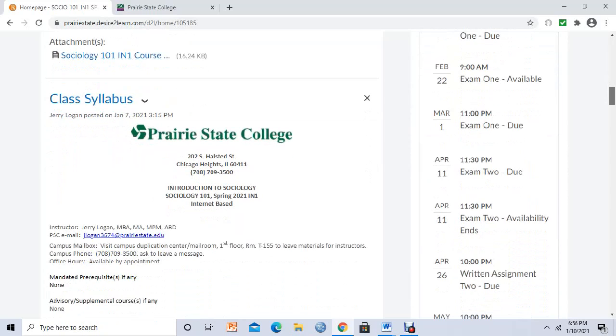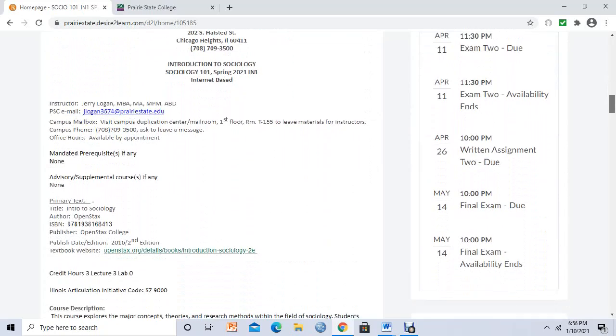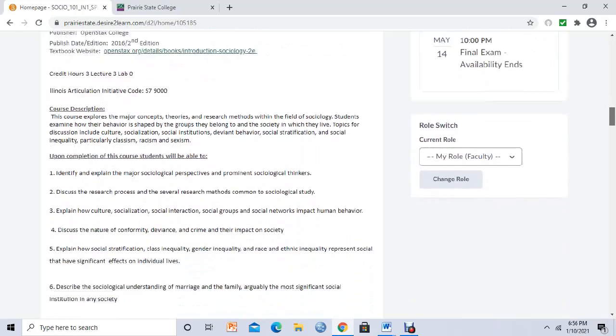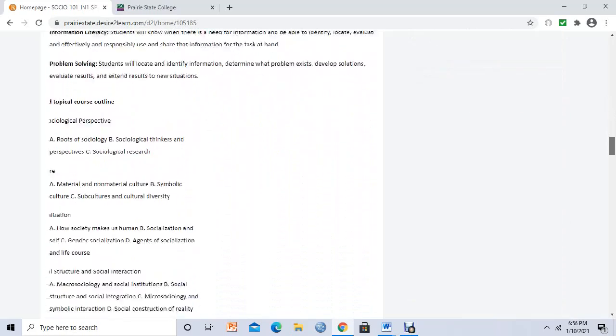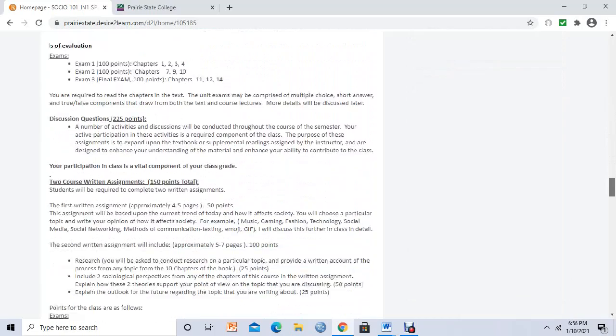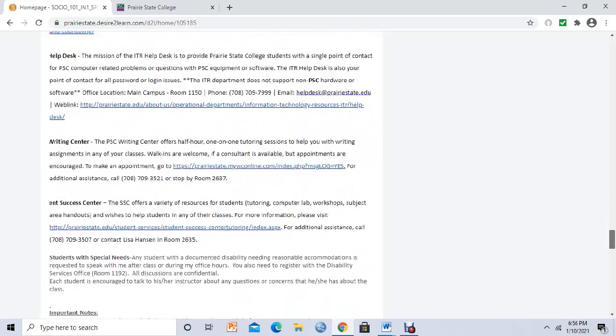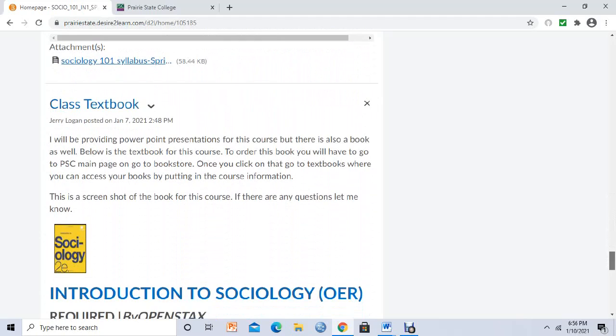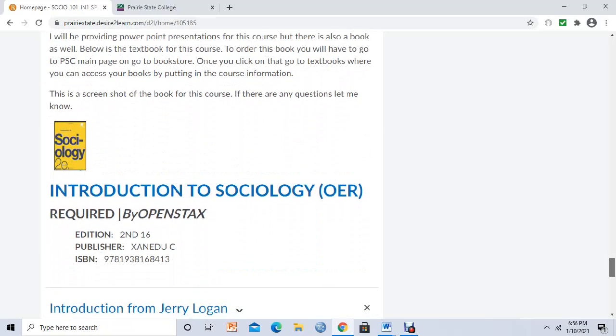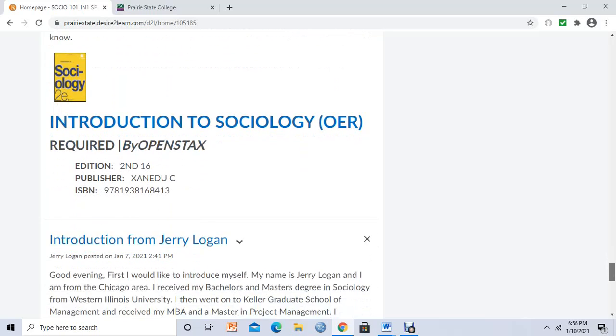The second thing I did was also the syllabus. I went down here, copied and pasted, so we have all the information for the syllabus. The next thing I did was also send the attachment in case you want to open it up. Class textbook. This is what the book looked like. We need this book to go over that. You can access it through the Prairie State website. Some people have it already. I always recommend getting it through Prairie State. The Introduction to Sociology, required by OpenStax, second edition. So that is the book that we have. Any questions, always feel free to email me.